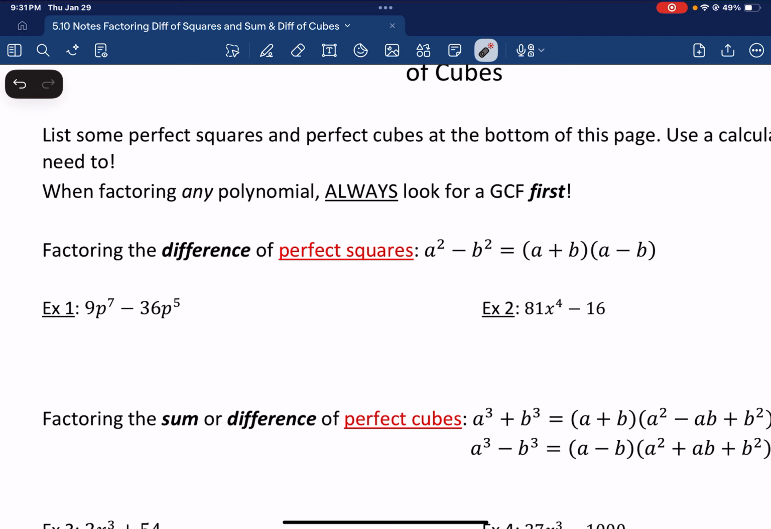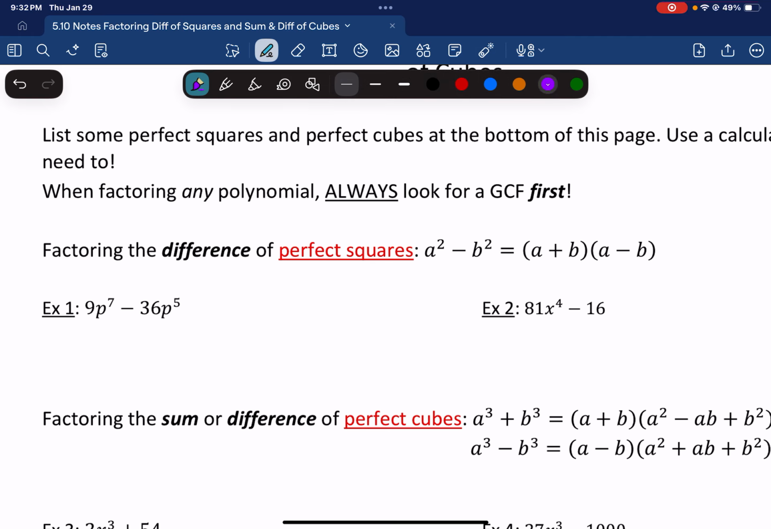Again, you always want to look for a GCF first. So our first example is 9p to the 7th minus 36p to the 5th power. Both of those terms are divisible by the number 9 and by the variable expression p to the 5th power. I can divide out 9p to the 5th from both of those, and we're left with p squared minus 4.